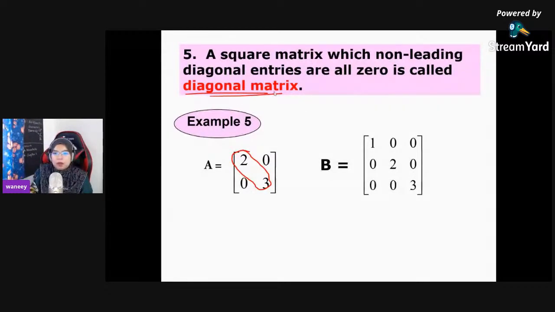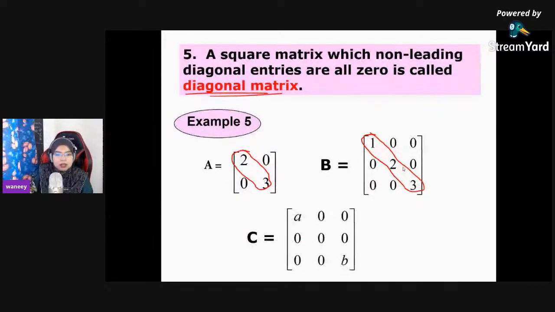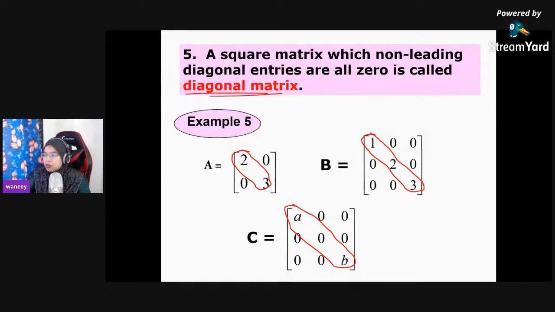Okay, so for B, the diagonal is 1, 2, 3. Other than the diagonal, everything else is 0. So this is also a diagonal matrix. So now the leading diagonal is A and B. So other than the leading diagonal, everything else is 0.